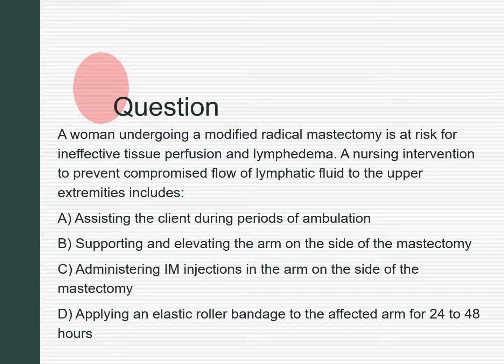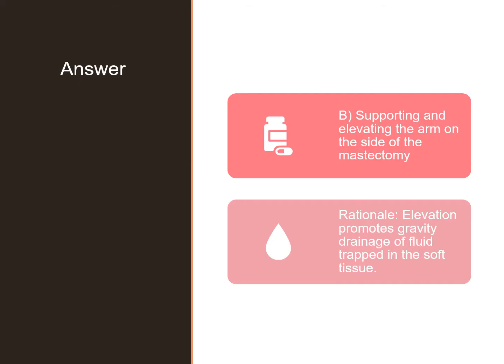So we have a woman undergoing a modified radical mastectomy who's at risk for ineffective tissue perfusion and lymphedema. A nursing intervention to prevent compromised flow of lymphatic fluid to the upper extremities includes what? This is B, supporting and elevating the arm on the side of the mastectomy.